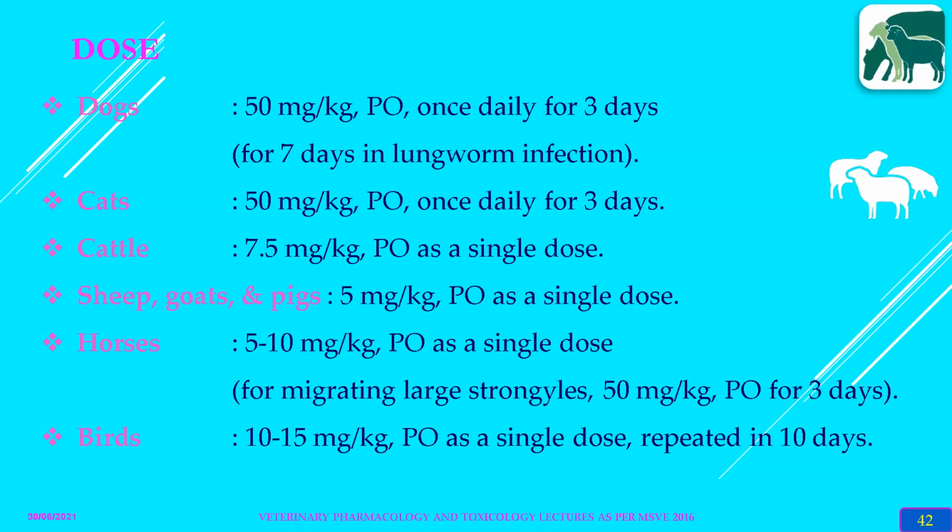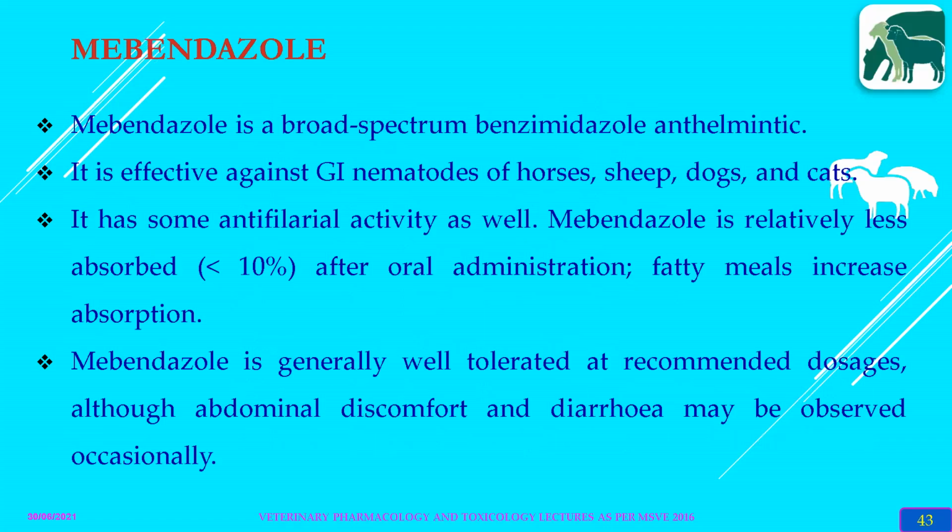In birds, helminths like Syngamus trachea and many more are there, and it is effective at a dose of 10 to 15 milligram per kg, but it needs to be administered for 10 days. Whereas in cattle, it's a single dose.